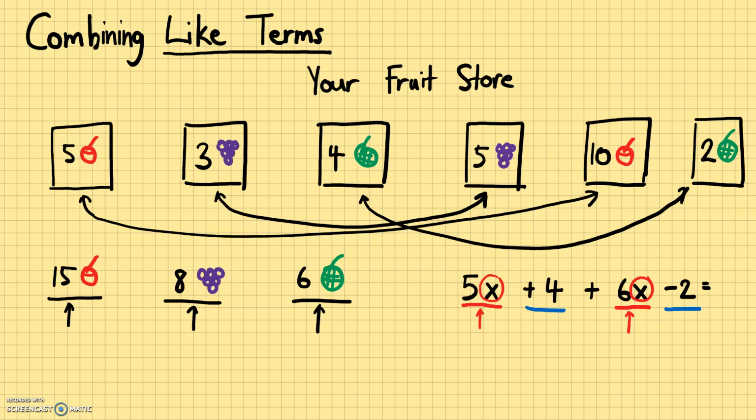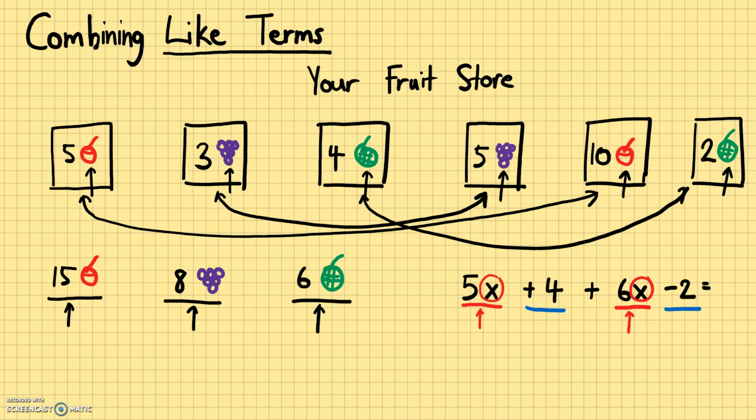Okay, when they have the same letter, it means that we can add them together. So having the same letter is kind of like talking about the same fruit here. You can think of these fruits as kind of like letters. So we can add the 5 apples and the 10 apples together because they're both apples. We're going to end up with 15 apples. In the same way, we can add the 5x and the 6x together.